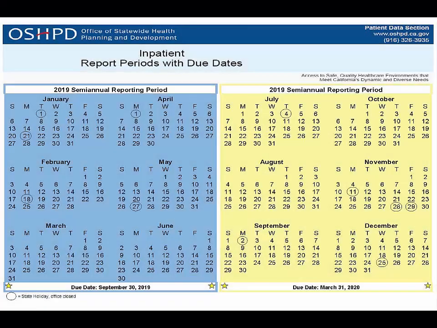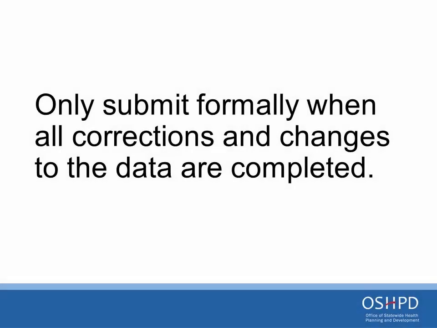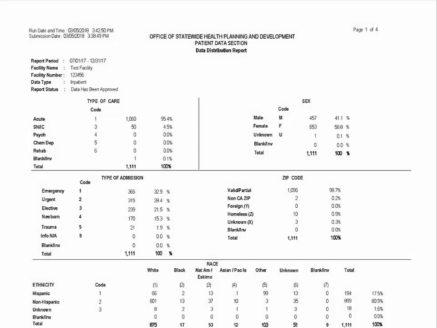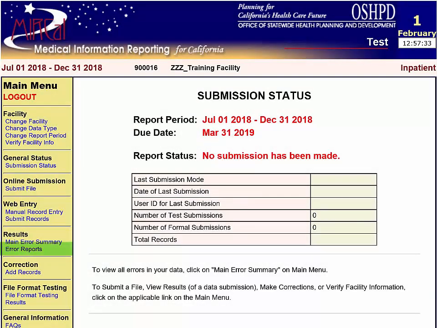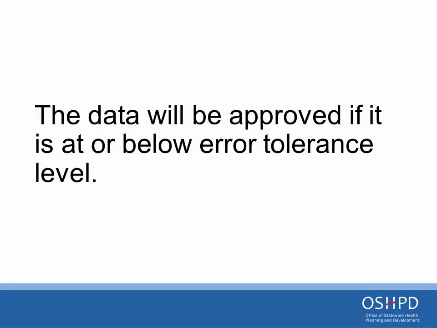A facility's data must be formally submitted and receive OSHPD approval by the report period due date. You should only submit formally when all corrections and changes to the data are completed. The facility should also confirm all data are correct by reviewing their data distribution report. This report can be found on the Error Reports page. The data will be approved if it is at or below the established error tolerance level, which we discuss in Video 4.